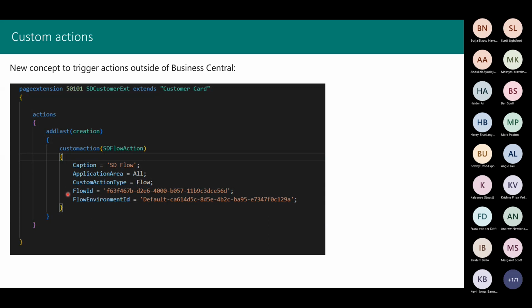You can specify the flow ID to execute and the flow environment ID where this flow will execute. And when you publish this extension, automatically the Power Automate tab adds a new action, called, in this case, this is the name, that permits you to automatically run this action. So this will be available in Business Central 21 in order to, via code, execute actions.